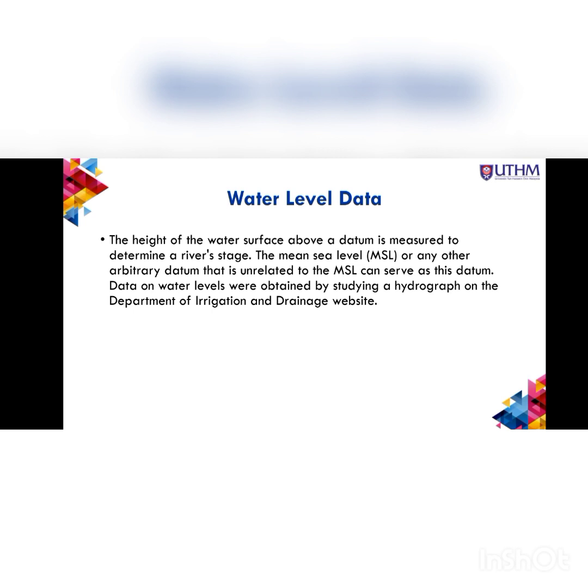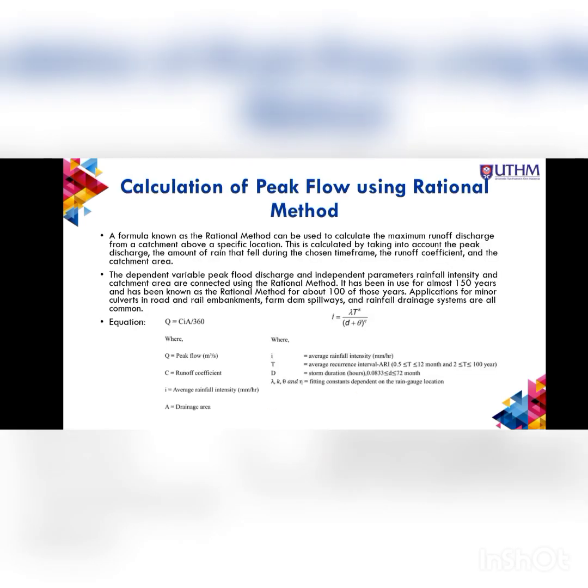Next is water level data. The height of the water surface above a datum is measured to determine a river stage. The mean sea level, MSL, or any other arbitrary datum that is tied to the MSL can serve as this datum. Then, calculation of peak flow using the rational method. The formula known as the rational method can be used to calculate the maximum runoff discharge from a catchment at a specific location.